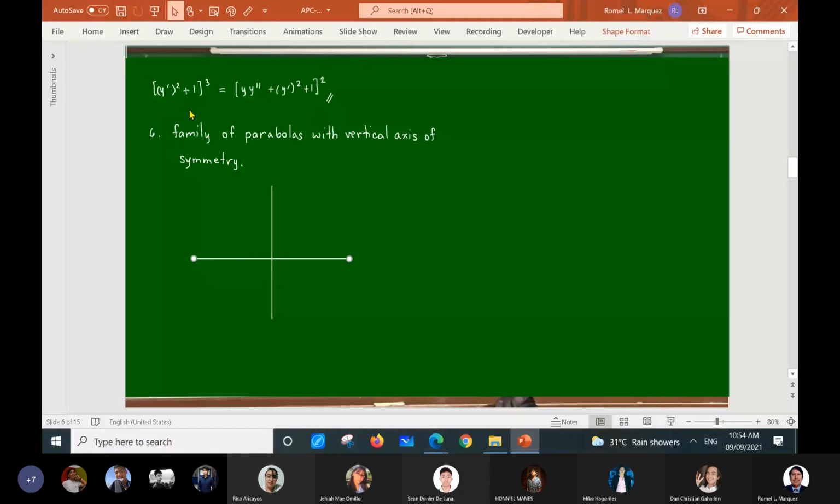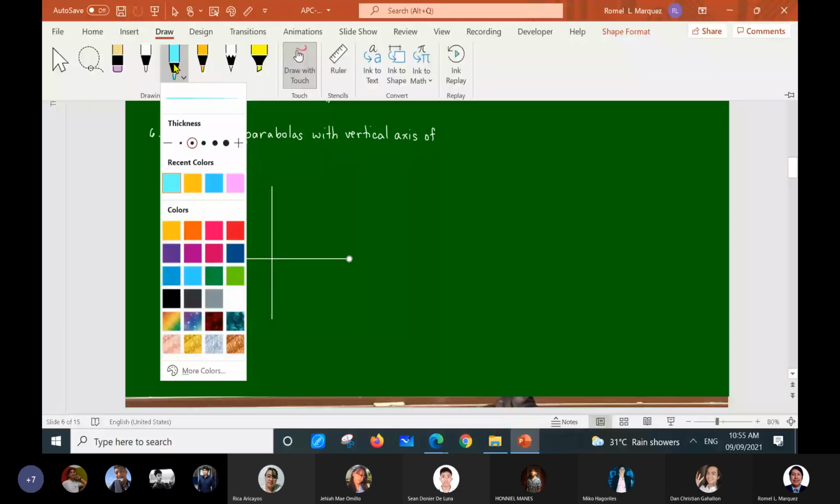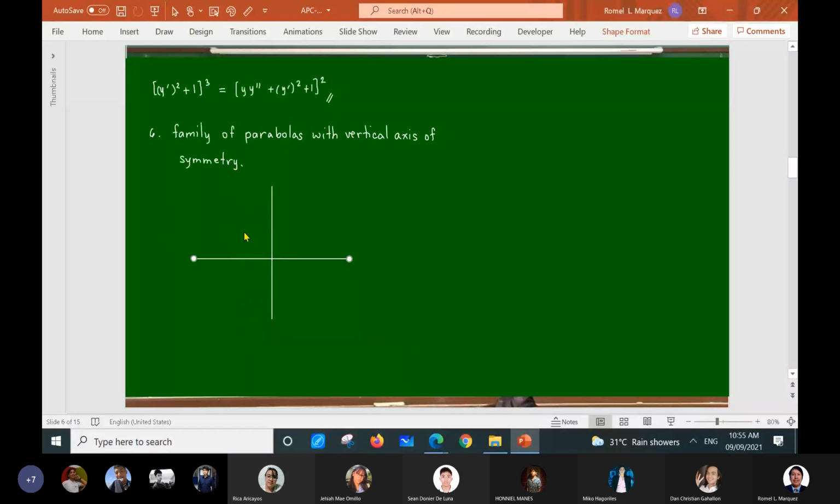How does a parabola look? How does its parabola look like, guys? Family of parabolas with vertical axis of symmetry, and I put another condition.